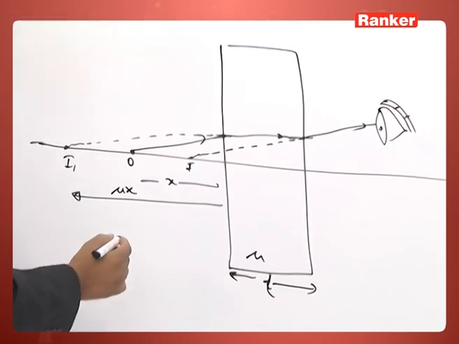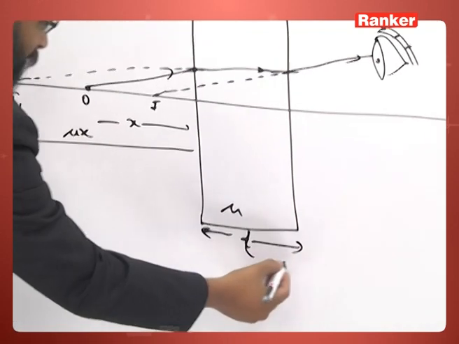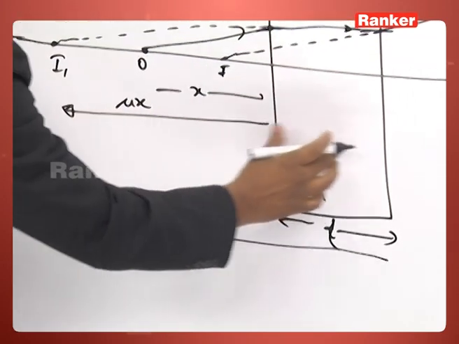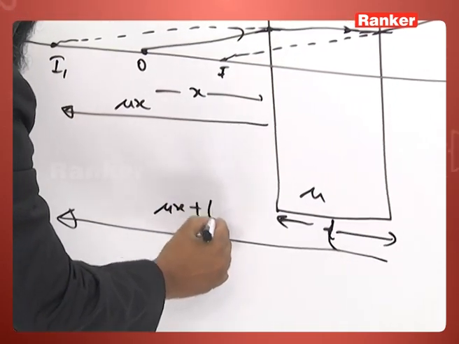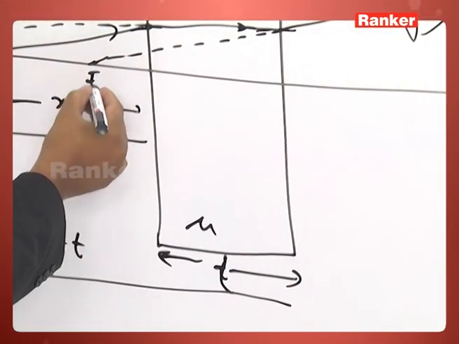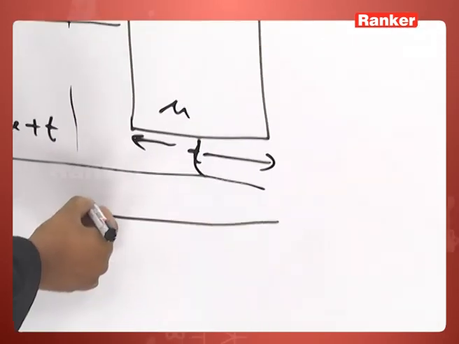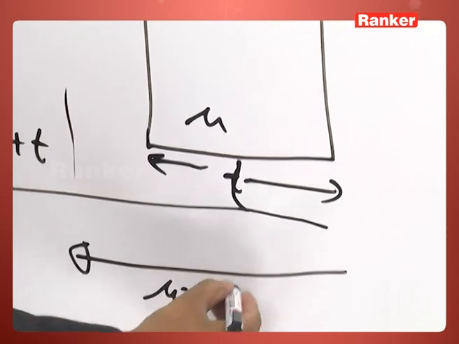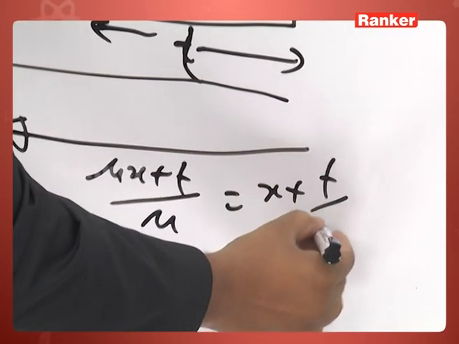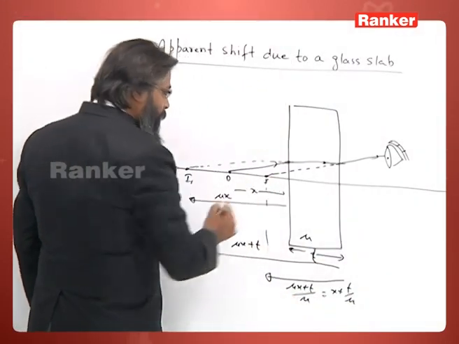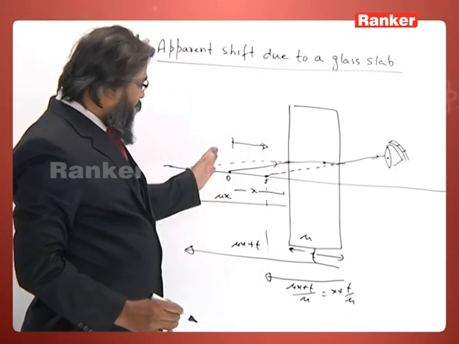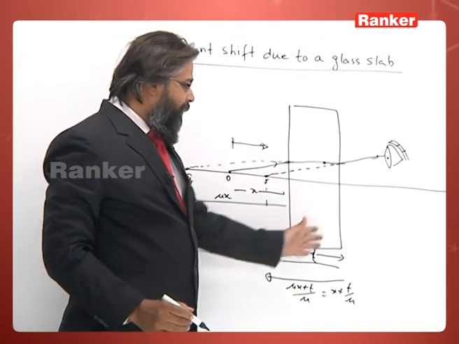So now you see, from this place, this distance is mu x, and this is mu x plus t. If this is mu x plus t, then if we are observing from here, the final image I will be observed at a distance (mu x plus t) by mu, that is x plus t by mu. So this is the final image here.